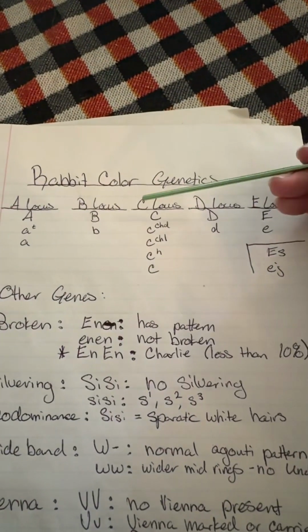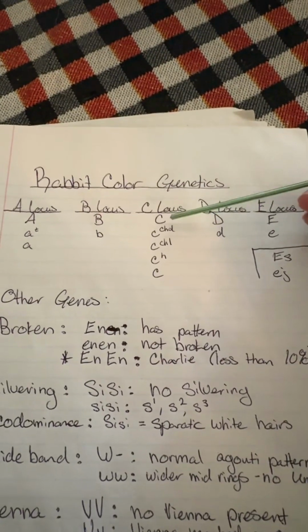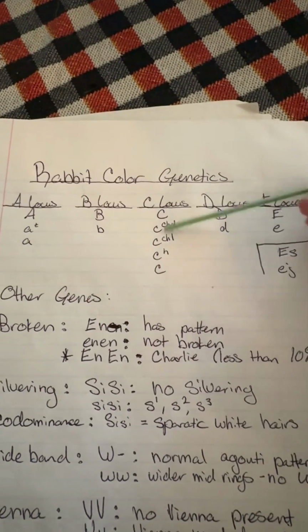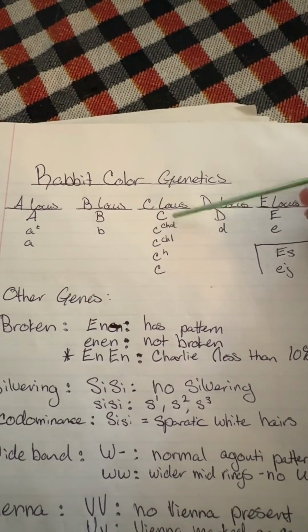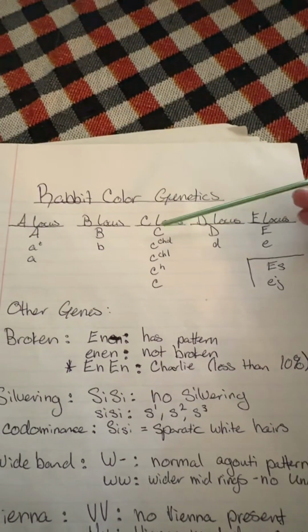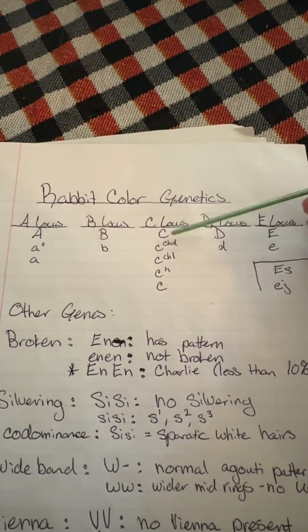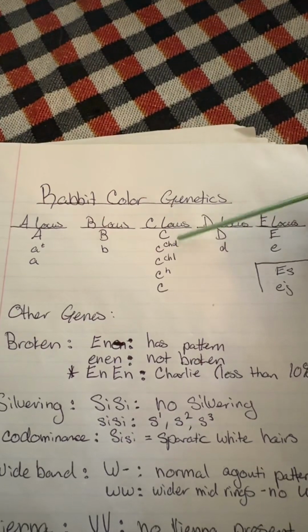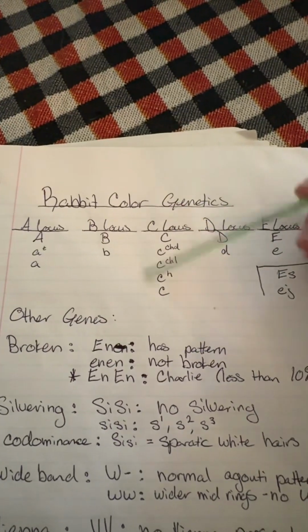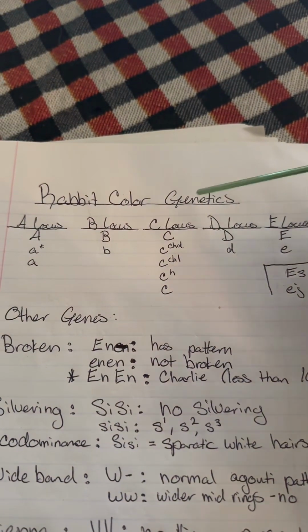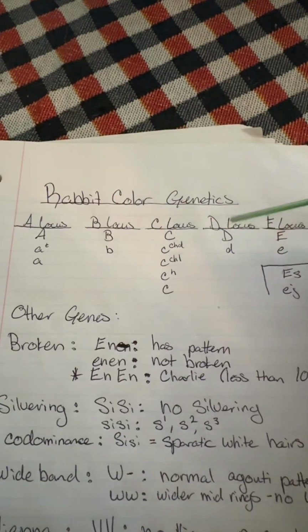Next, we have here the C locus, and this is responsible for the color saturation in the hair shaft itself. So you have your dominant trait here. This is your large C. That is a full color. All of that full color is going to be saturated in the color of the rabbit.